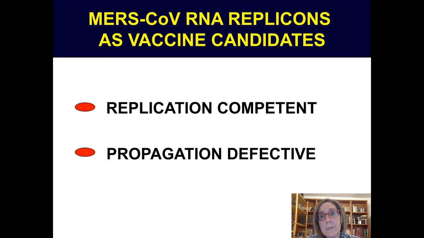In the last few years, we have been working on the development of MERS coronavirus RNA replicons as vaccine candidates, which are replication-competent and propagation-defective. These results are the proof of principle for the development of vaccine candidates against SARS-CoV-2.